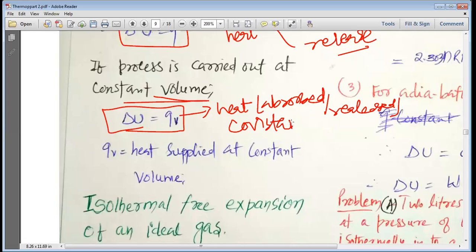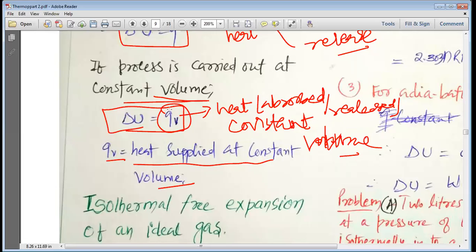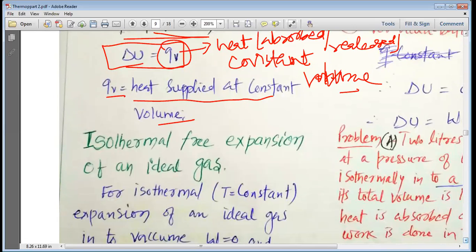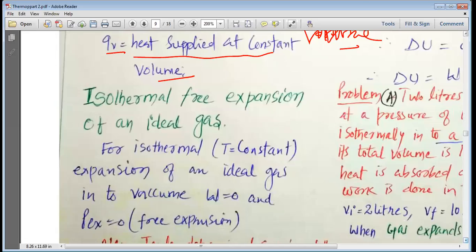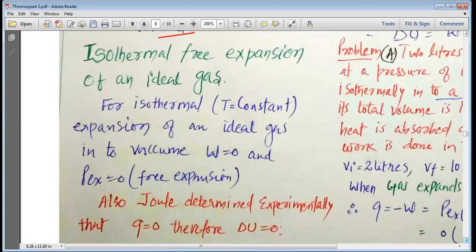So this V represents the constancy of the volume. So QV means heat absorbed or released at constant volume, that I've read, heat supplied at constant volume. So when there is free expansion, and even if the volume remains constant, then we can say that the change in internal energy is equal to the heat of the system.